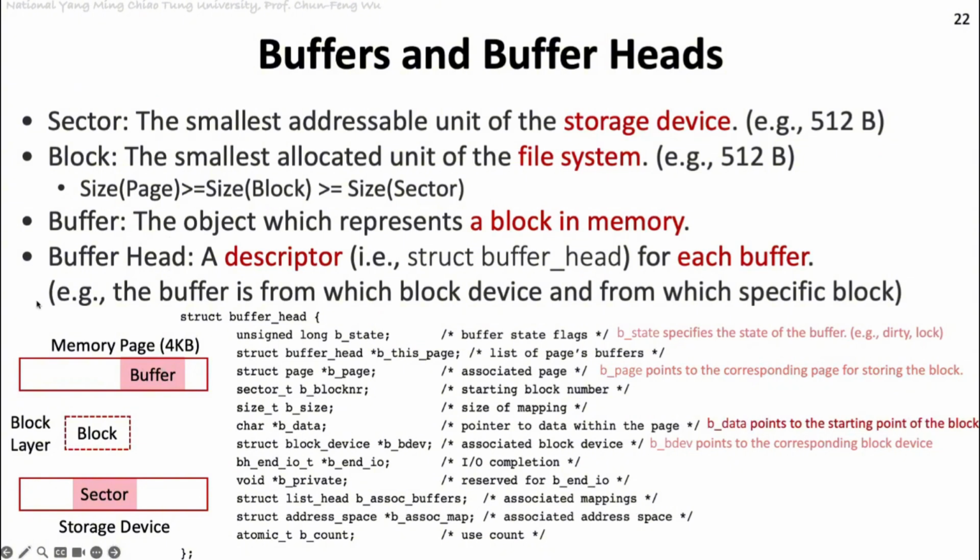So you can imagine, if we are going to access a block, first of all we get this buffer head data structure and find the buffer. Where is the buffer? We use b-page to locate the page, and then use b-data to find out where the starting point of the buffer is inside this page. So we can read out the data from this buffer. And also the size, which describes how large this block is.